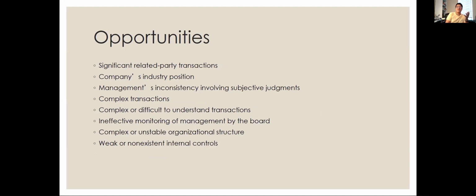reporting, they should not give people so many opportunities, right? And what we're taking a look at for opportunity is significant related party transactions. Related party transactions are basically transactions that are not fair. We can say that for certain reasons, because the company's owners are brothers, or this is a parent company with subsidiary companies. And also the company's industry position, management inconsistency involving subjective judgments.